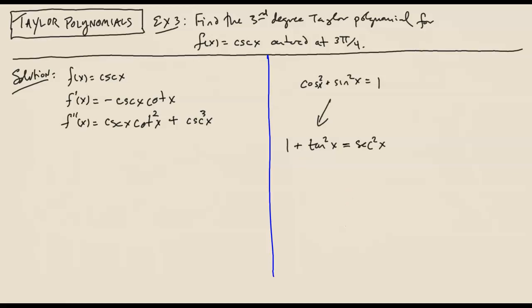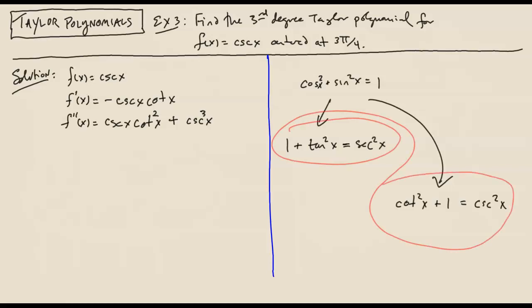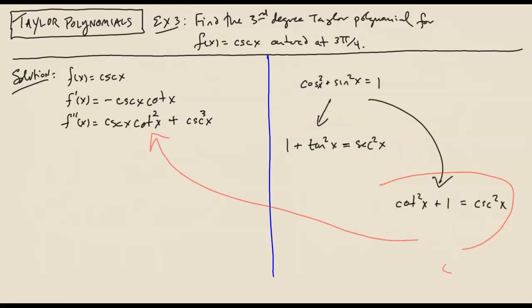It has a somewhat less famous cousin, which you get if you divide both sides by sine squared. If you do that, then you get cosine squared over sine squared, which is cotangent squared, plus sine squared over sine squared, which is 1 over sine squared, which is cosecant squared. And these are our 2 alternate forms of the Pythagorean identity. And we could use that one here to simplify cotangent squared. You don't have to, but it'll make it easier to take the next derivative.